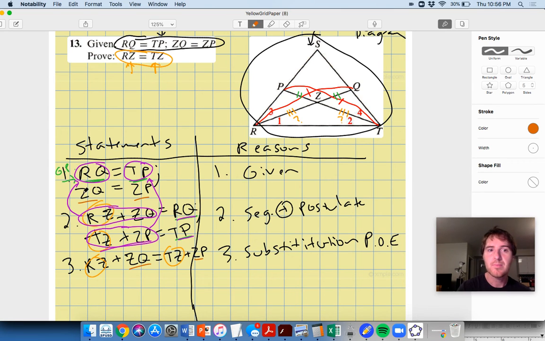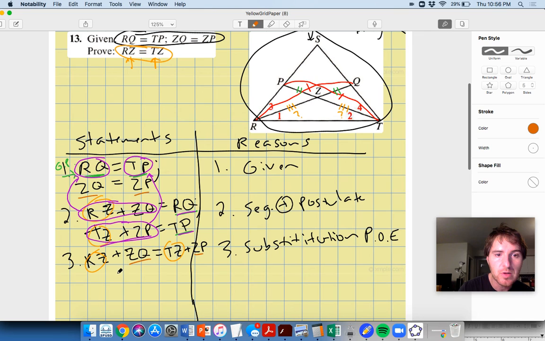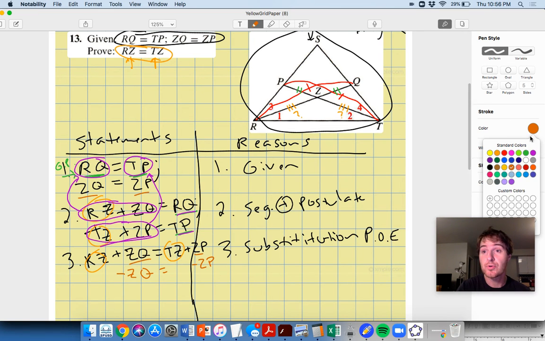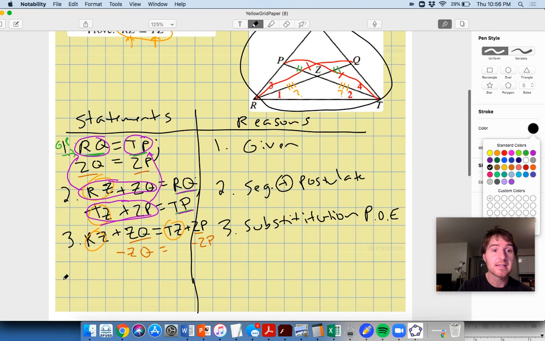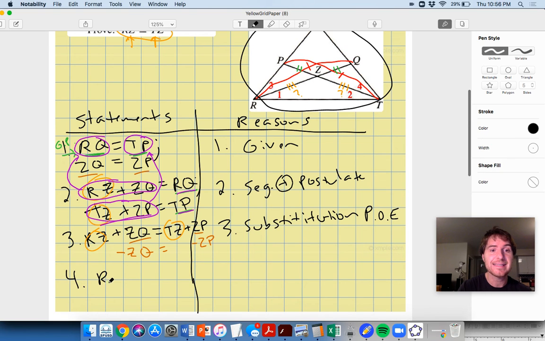So check it out. Because in statement number 1, ZQ equals ZP, what are we allowed to do? Well, we don't have to show it, but I'll show it anyways. We're allowed to subtract equal values from both sides of the equation right here. So because ZQ equals ZP, we can subtract it from both sides of the equation, and equality is preserved, right? Equality is preserved. And step 4, that's going to get us to the end here of the proof, and we've proven our fact.